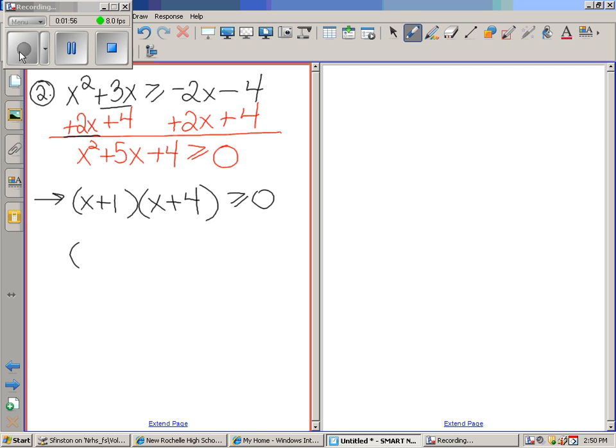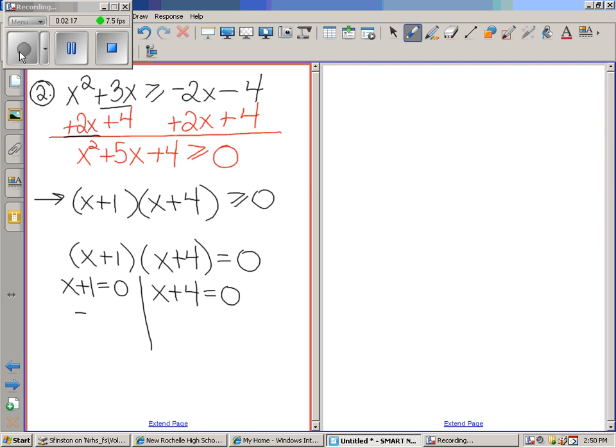Now we have to solve this as if it were equal to 0 so that we can find something called the critical values. Set it equal to 0 and solve away. x plus 1 equals 0. x plus 4 equals 0. We're going to subtract 1. Those two cancel. We get that x equals negative 1. We're going to subtract 4. And then we get x equals negative 4.